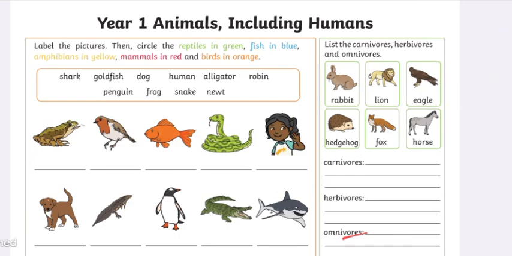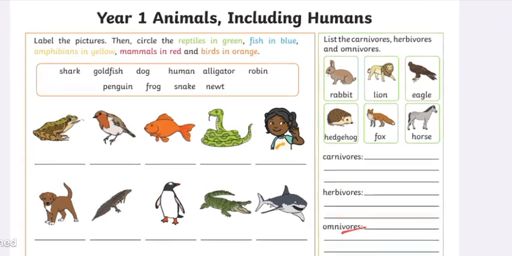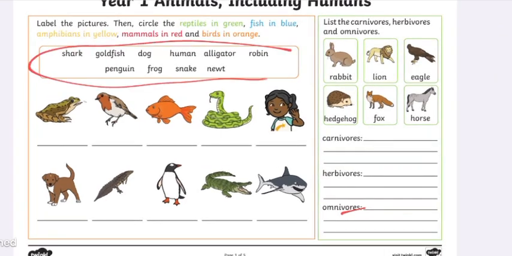It's talking about animals including humans. So we have many animals over there. We have shark, goldfish, dog, human, alligator, robin, penguin, frog, snake, and more.